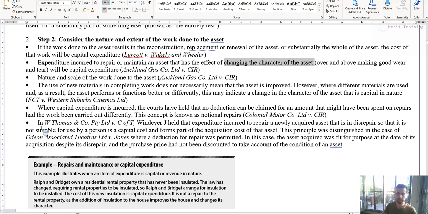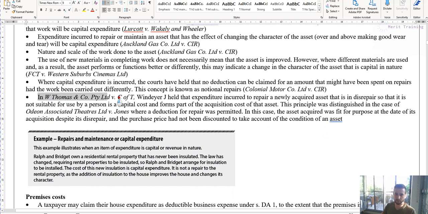versus CIR. And then finally, in W.T. Thomas, which is one of the earliest possible cases, the judge held that expenditure incurred to repair a newly acquired asset, so if you're buying something new but it's in disrepair, that is not suitable for use, is a capital cost and forms part of the acquisition cost. So let's say you buy a house and the walls are falling down, the roof is falling down.